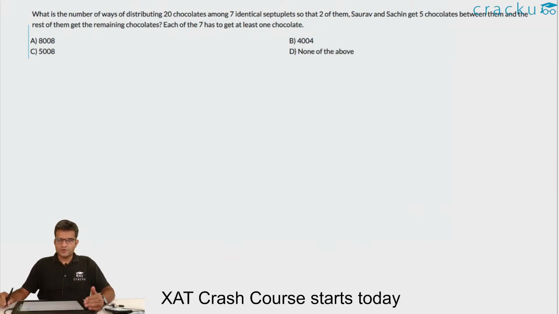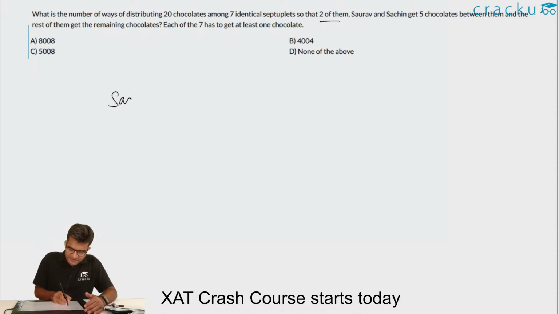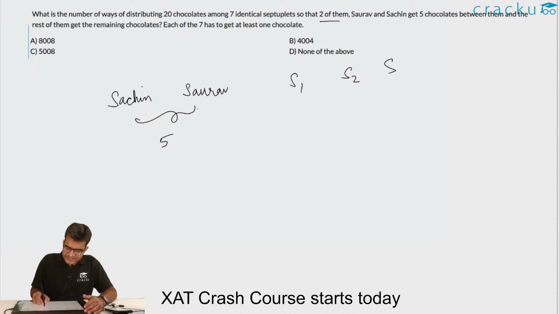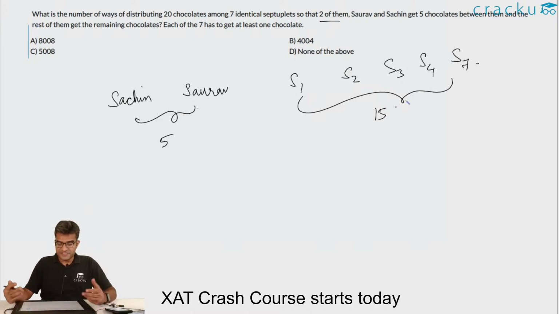In this question, we are told that we have to distribute a total of 20 chocolates among 7 people such that 2 of them, Sachin and Saurav, have to get a total of 5 chocolates. So we will have 5 more guys, let us call them S1, S2, S3, S4 and S5. They have to get the remaining 15 chocolates. How many ways can we actually do this?